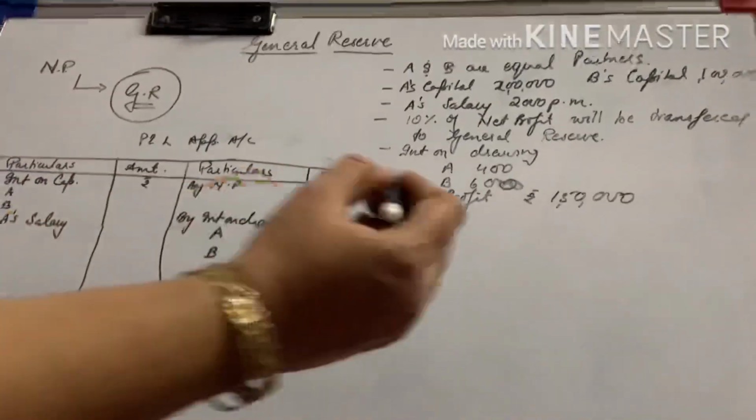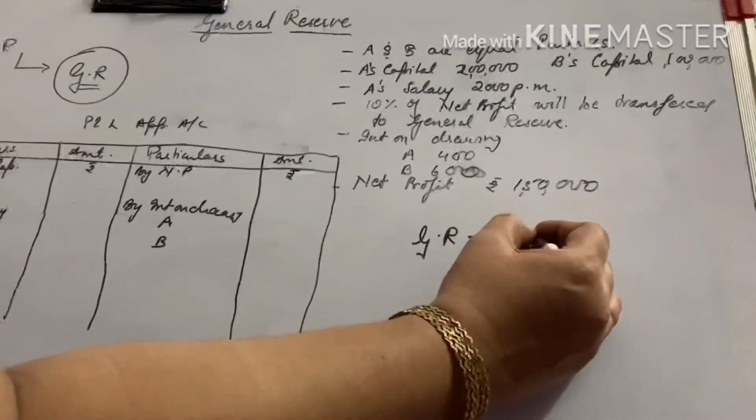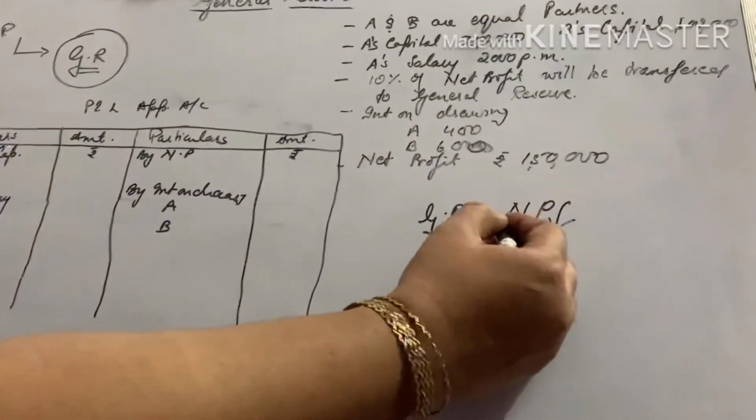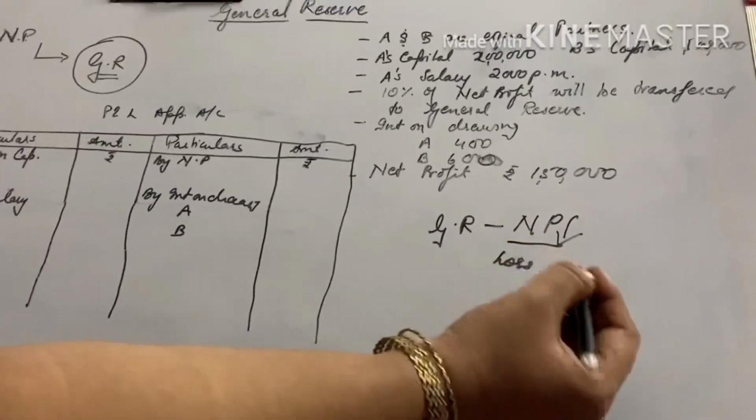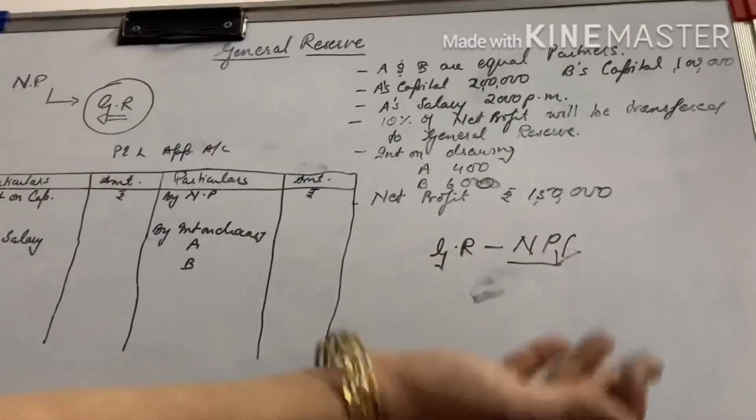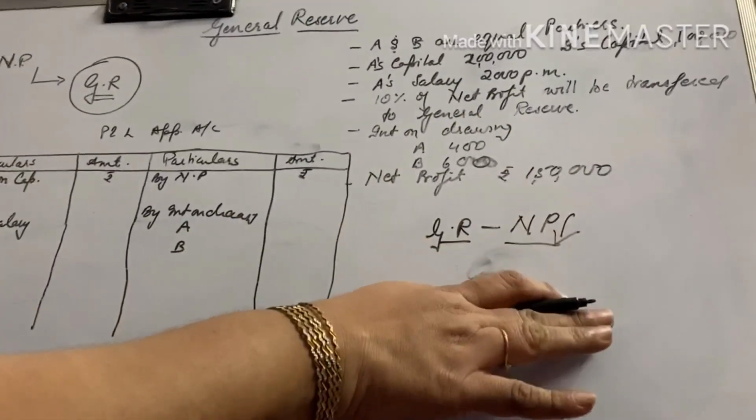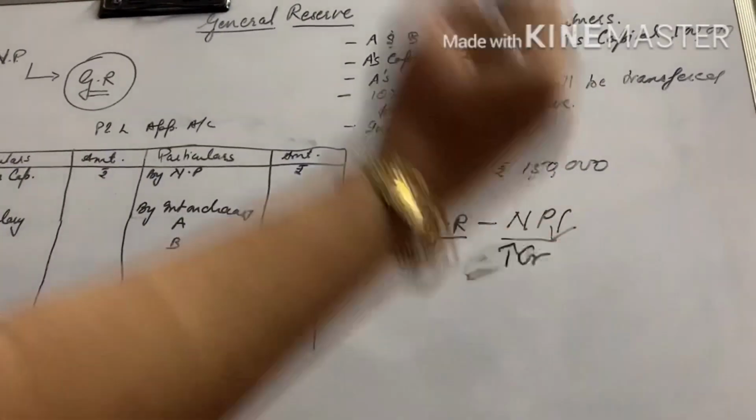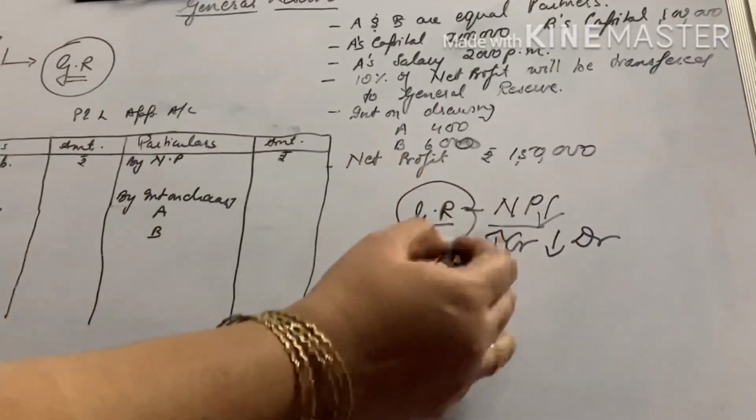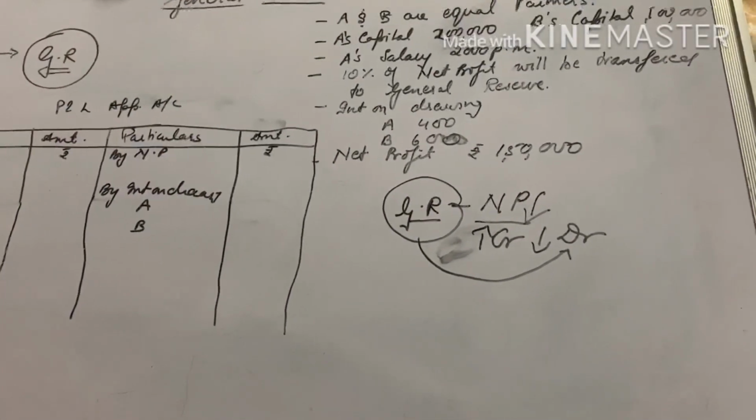Now, one thing I'll tell you, what does general reserve do? General reserve reduces net profit. It means it is a kind of loss. Loss means it reduces net profit. Net profit is something which is credited. So what will happen to general reserve? Because general reserve will reduce the profit. When profit increases it goes to credit and when profit decreases it goes to debit. So where will general reserve go? General reserve will go to the debit side of PL appropriation account.